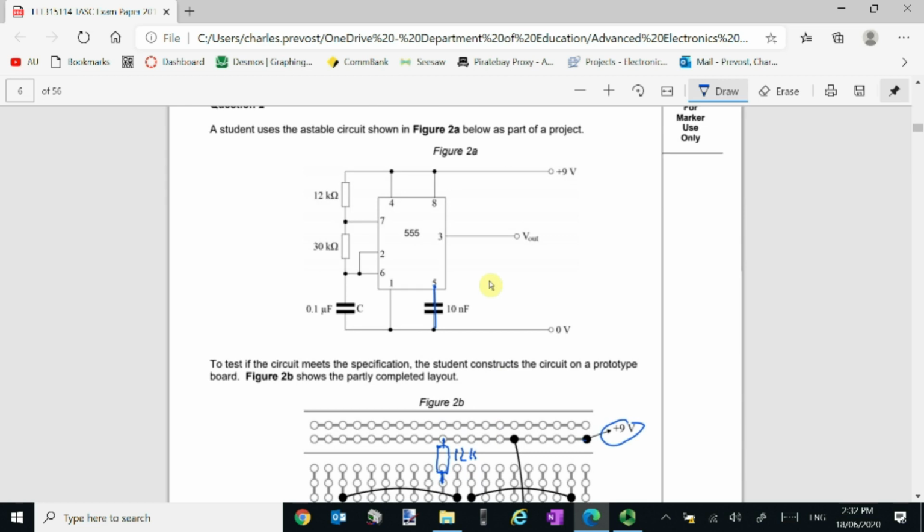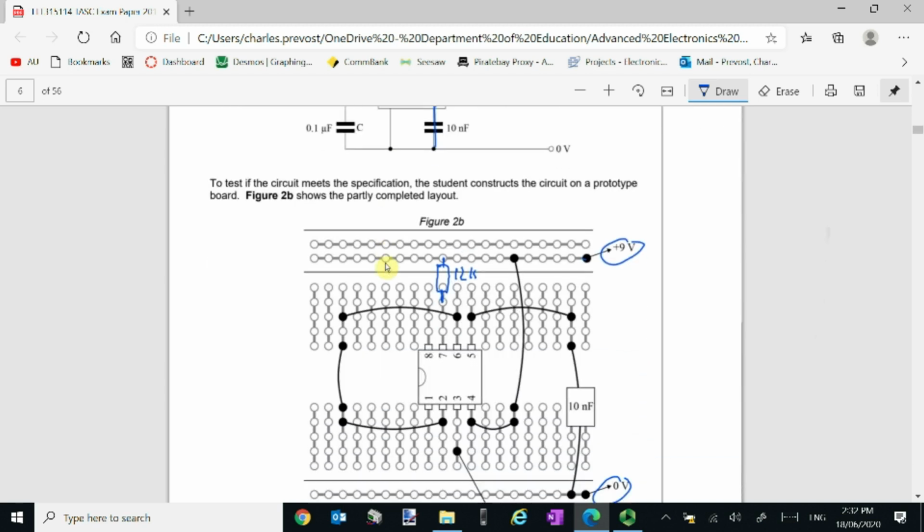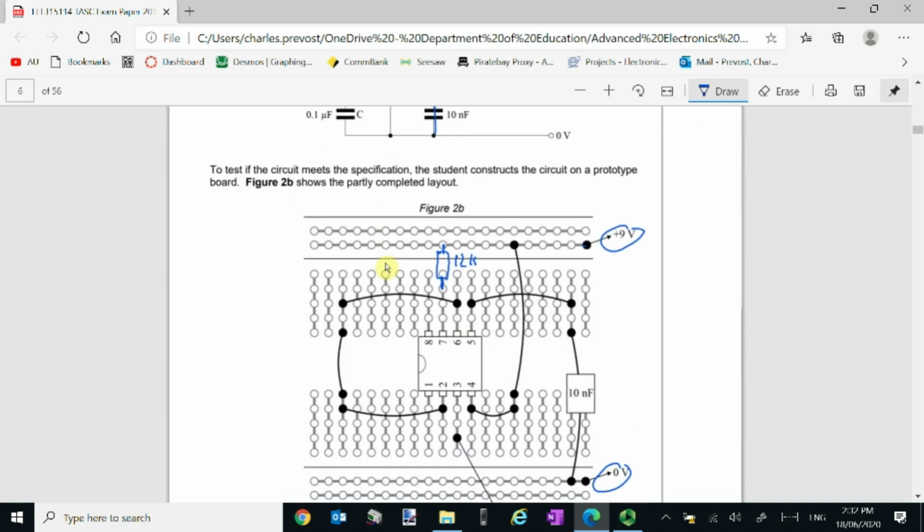The 30k is connecting pin 7 to either 6 or 2. So I could do something like this. Okay, so you can see that 6 is connected to 2 with this wire, or this set of wires here. So I can take advantage of that connection there. Put a resistor there like that, connecting pin 7 to pin 6 and 2. That's my 30k ohm resistor there.